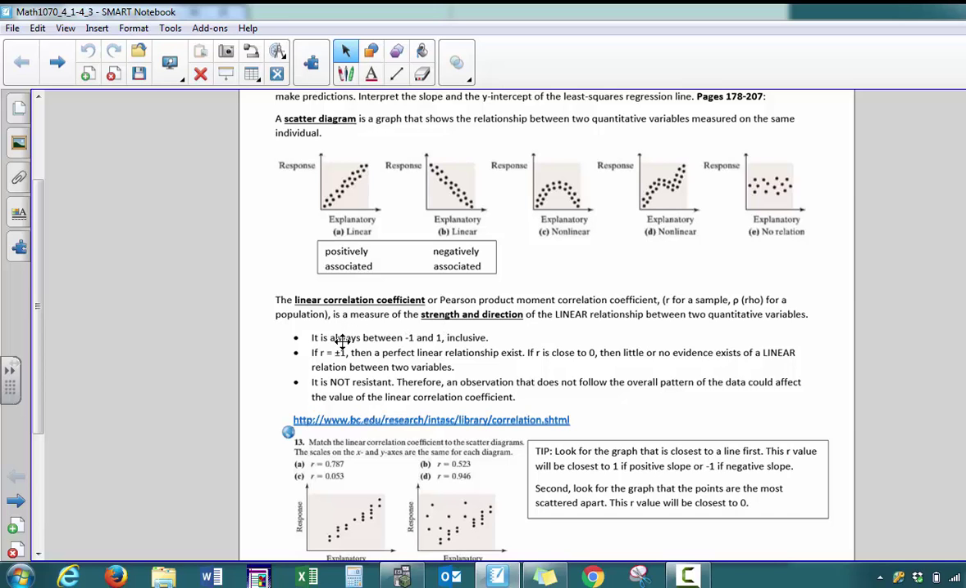If your value is -1 or +1, that is an absolutely perfect relationship, and in real life you would never end up with that. That means that every point lies exactly on the line. If your r value is close to 0, then that means there's little or no evidence of a linear relationship. Your correlation coefficient is not resistant. Changing one value does dramatically change the result of your calculation.